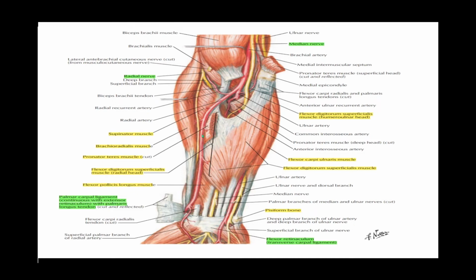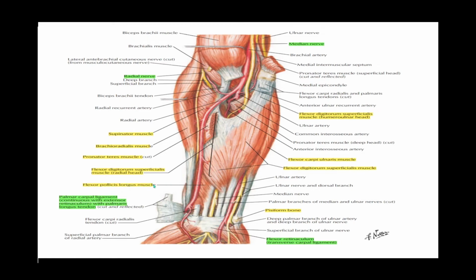That's our pronator teres going to insert into the lateral surface of the radius, the middle third of the lateral surface of the radius. Okay, pronator teres. Flexor pollicis longus, as the name suggests, it's a flexor muscle. Pollicis means thumb and it is a long muscle.